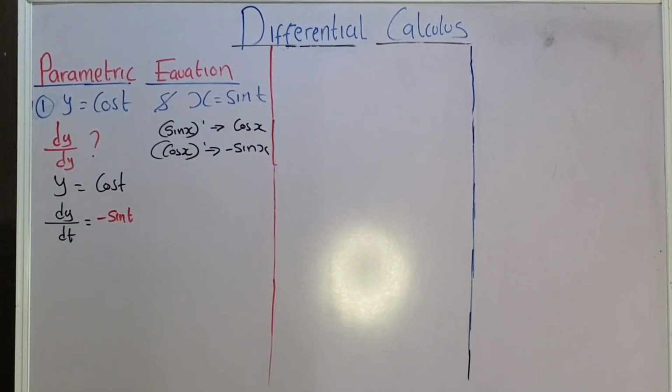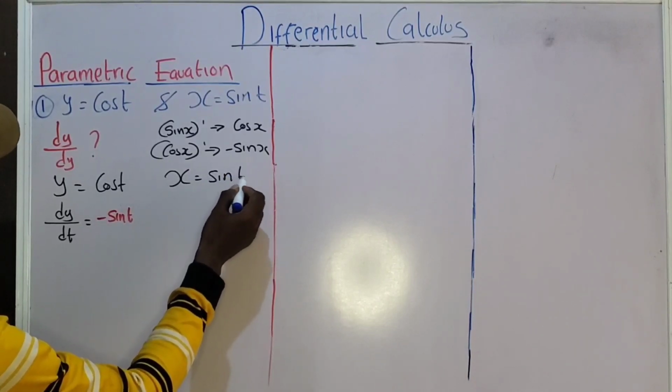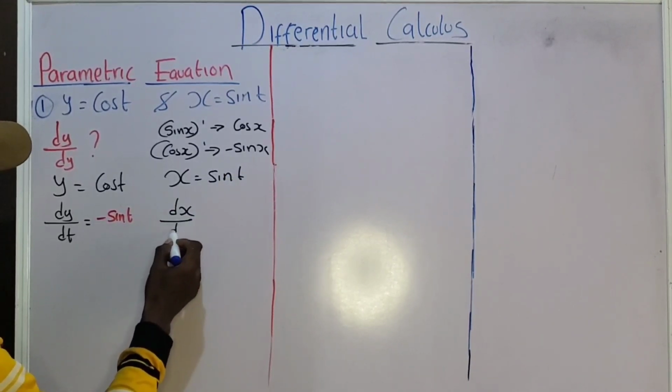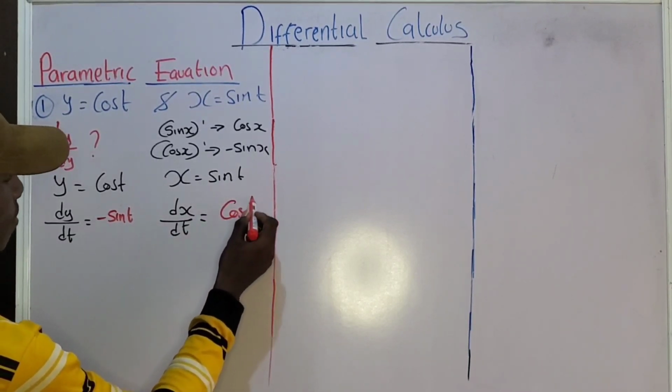Now, we have x equals sin t. The derivative of x with respect to t will be equal to what? Since we know that if you differentiate sin x, you get cos x, hence if you differentiate sin t as well, you get cos t. So the derivative of x with respect to t will be cos t, okay? So here I'm going to have cos t.